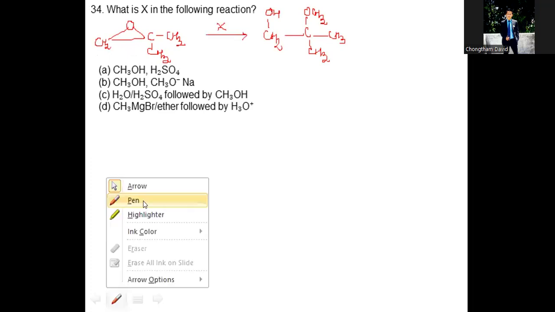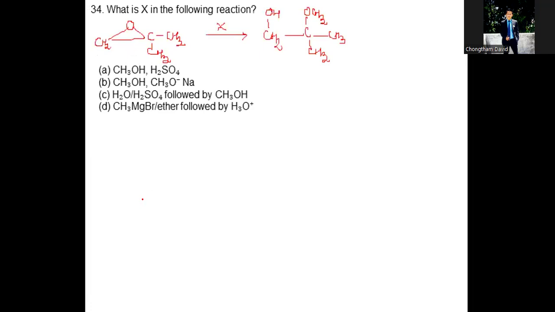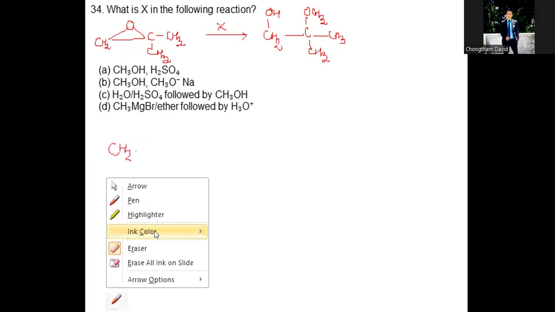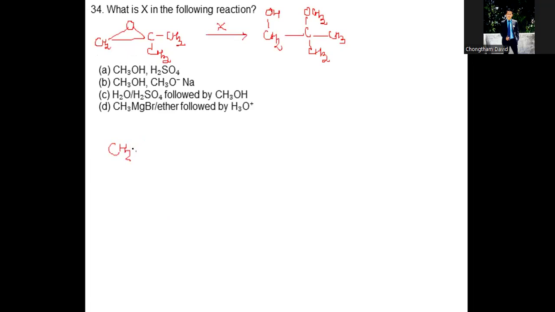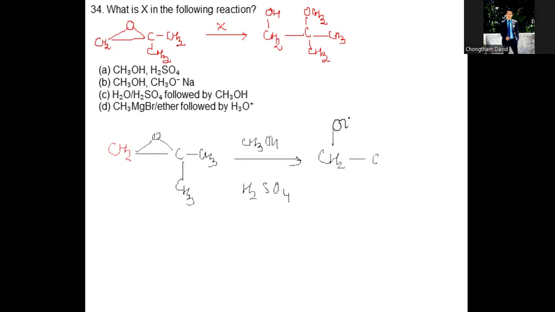34. What is X in the following reaction? X in the following reaction. Now let us rewrite the structure according to the question. I'll choose a different color. CH3 in the presence of methanol and sulfuric acid. It is changed to this product.